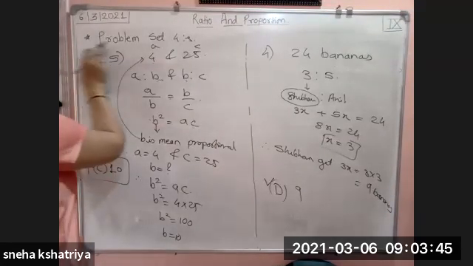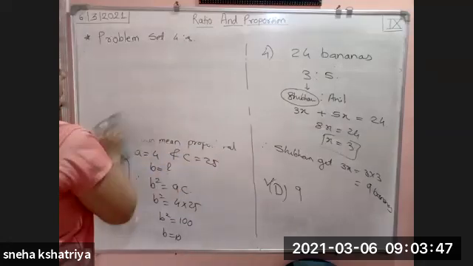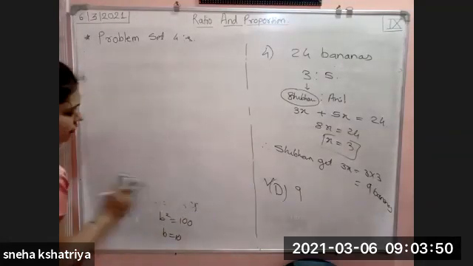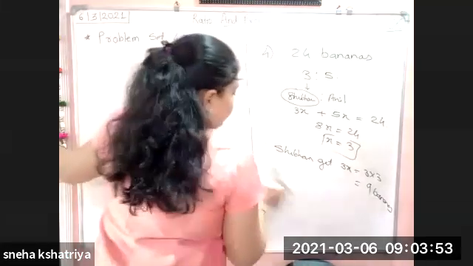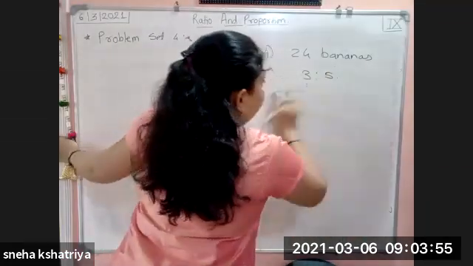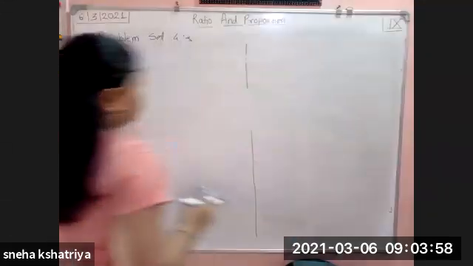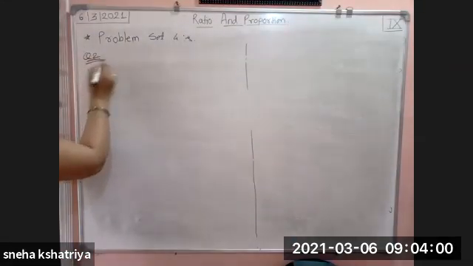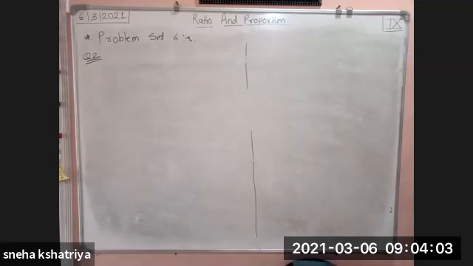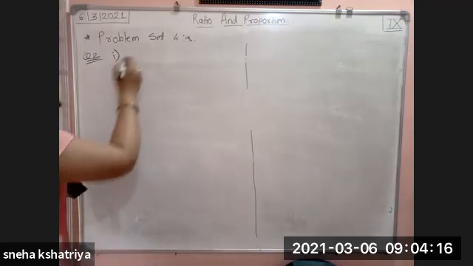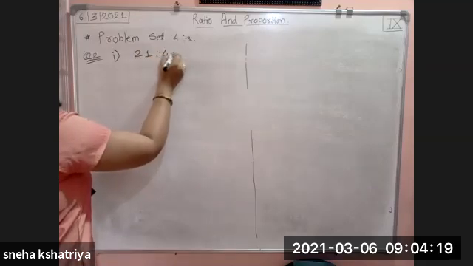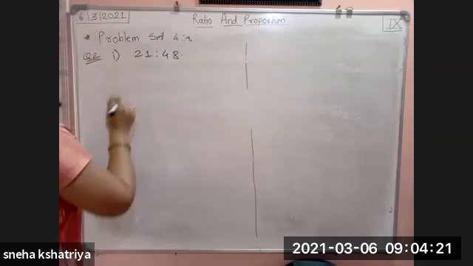Okay. We will see question number 2 now. Question number 2. For the following numbers, write the ratio of the first number to the second number in the reduced form. We have to find the given ratio in reduced form. First is 21 as to 48. We have to find its reduced form.